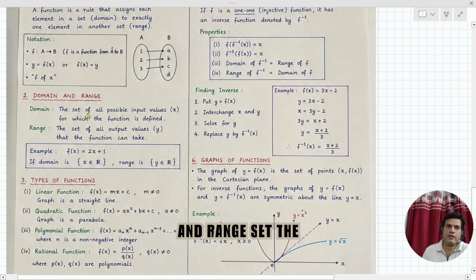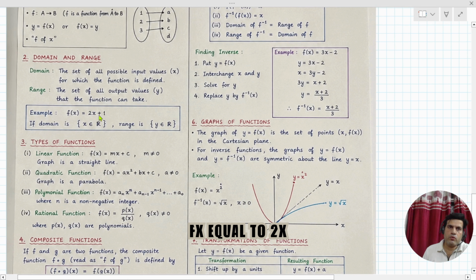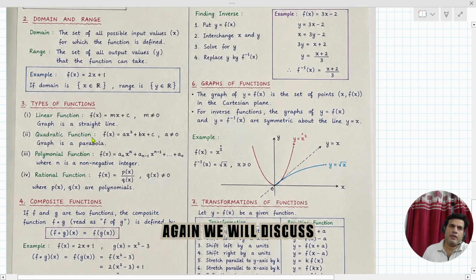Domain and range: the domain is the set of all possible input values x for which the function is defined, and the range is the set of all output values of y that the function can take. So the value of y is the range and the value of x is the domain. For example, f(x) equals 2x plus 1, if the domain is x belongs to R, the range is y belongs to R.